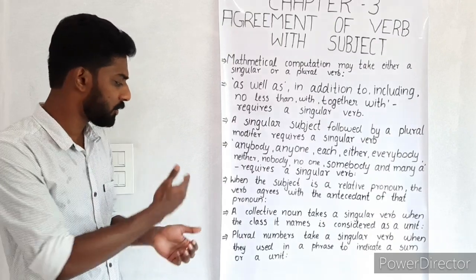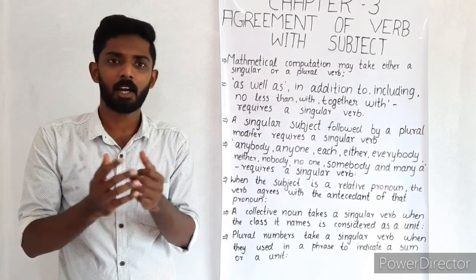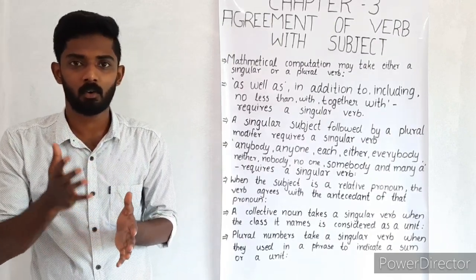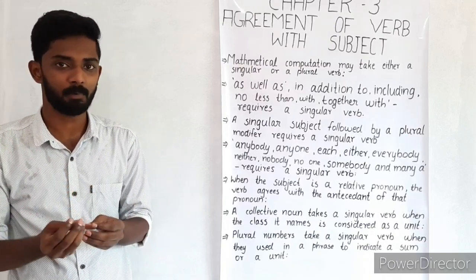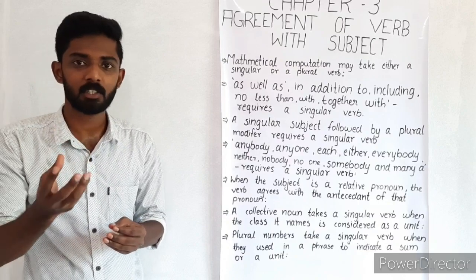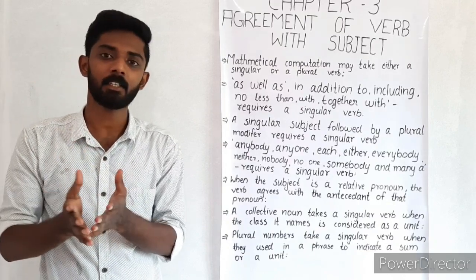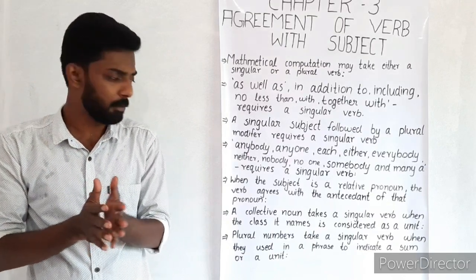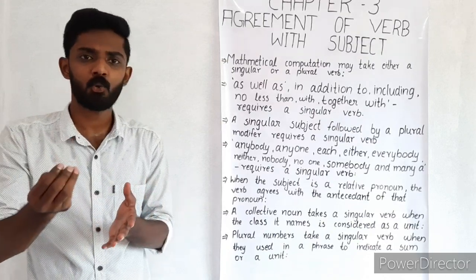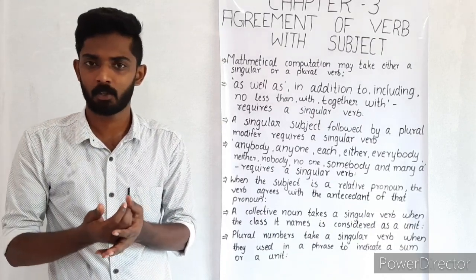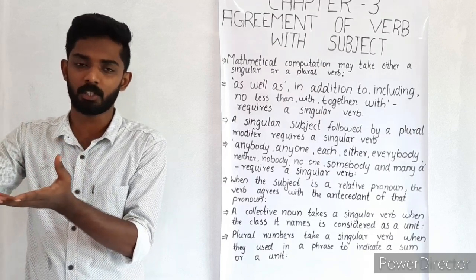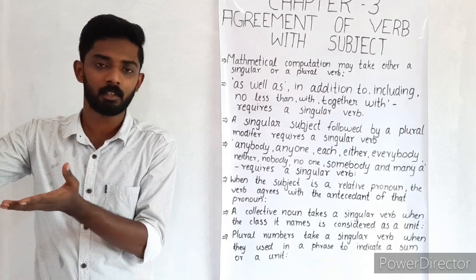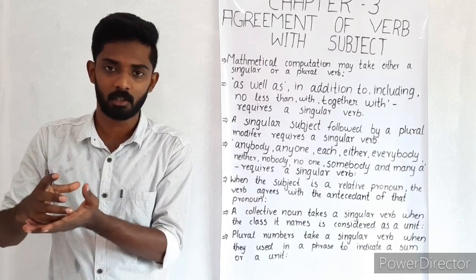And the next thing which we are going to see is that a collective noun takes a singular verb when the class it names is considered as a unit, and a plural verb when the members of the class are considered individually. For example, "The jury is finally complete." So, what do we understand? Here, the singular verb is used. That is, the jury is referred to as a singular.